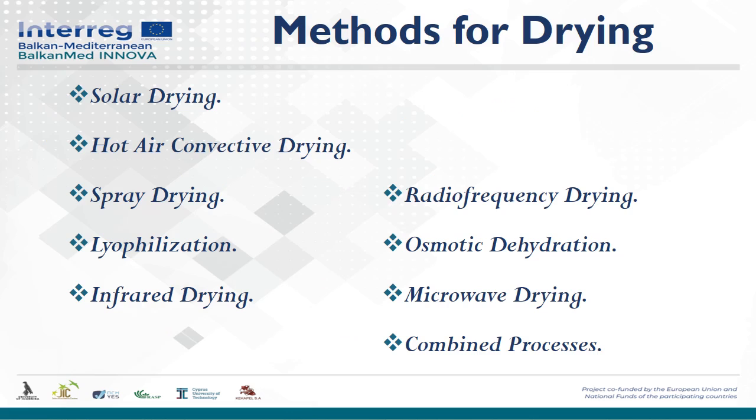Well, methods for drying are many, but let's mention the most important methods that are used in the food industry. Solar drying. Well, the energy source for this method is the sun. This is a very cheap drying method, but it has many drawbacks because of contamination sources, like contamination from insects or birds or other animals, and it is also strongly affected by weather conditions. These conditions may affect the quality of the product and cause food spoilage.